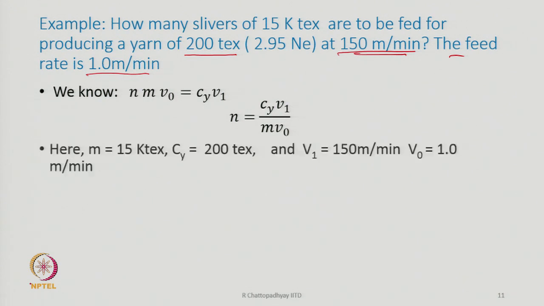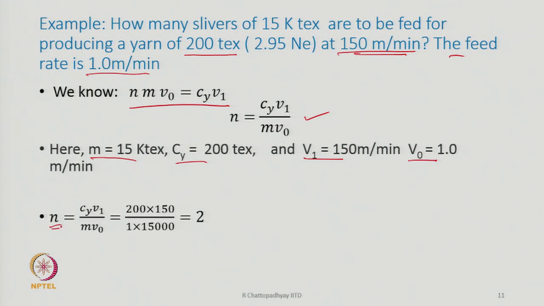So, if I use the mass balance equation, from there we write n equal to this. In this case, the value of m, Cy, V1 and V0 are all given, and we can find out n to be 2. Then we need to feed 2 slivers of 15 kilotex.